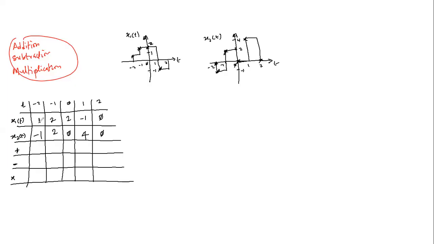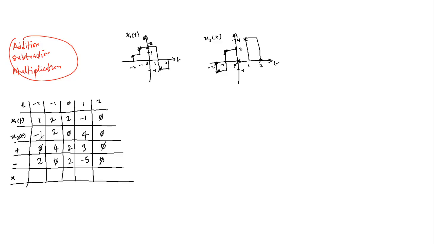So in addition, this plus this, that's plus 1 minus 1 is 0. 2 plus 2 is 4. 2 plus 0 is 2. Minus 1 plus 4 is 3. And then this is 0. Then this minus this, that's 1 minus minus 1, that's 1 plus 1, that's 2. 2 minus 2 is 0. 2 minus 0 is 2. Minus 1 minus 4 is minus 5. 0 minus 0 is 0.